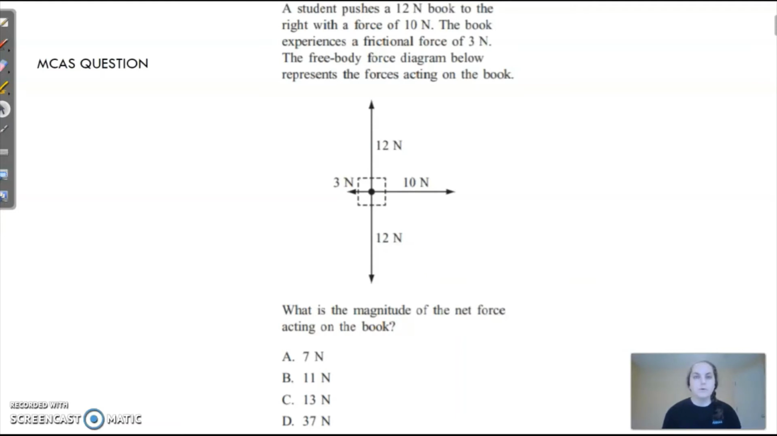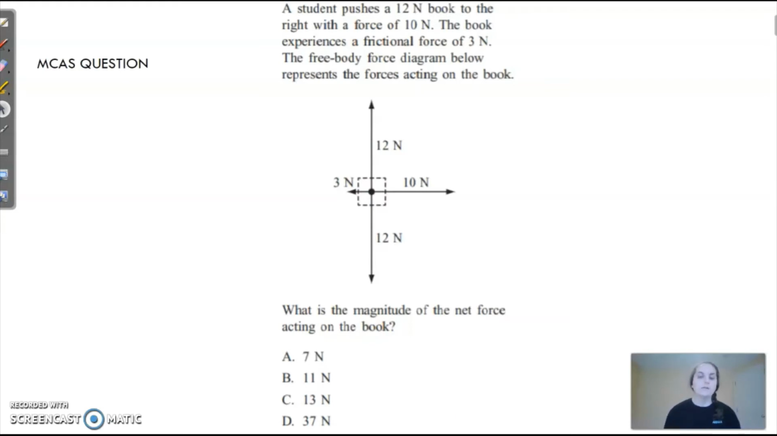So let's look at this MCAS question. A student pushes a 12 newton book to the right with a force of 10 newtons. The book experiences a frictional force of 3 newtons. The free body force diagram below represents the forces acting on the book. We see a force acting to the right, 10 newtons, a frictional force of 3 newtons to the left, and then the weight and the normal force of the book itself: 12 newtons up, 12 newtons down.